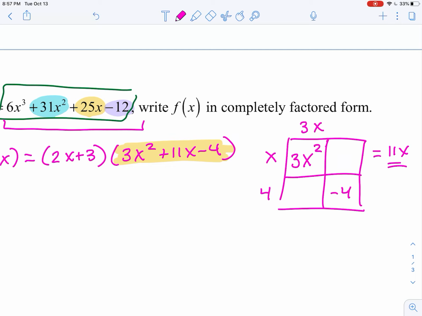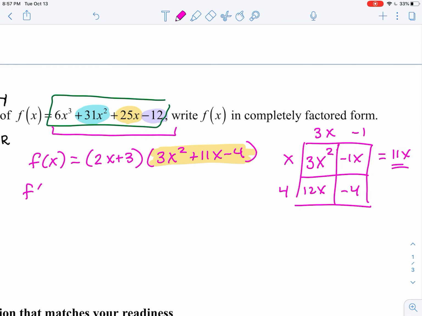If I put 4 here, I would get 12x. That's good. I would like that, right? But this has to be a negative 1, because 4 times negative 1 is negative 4, and that would give me negative 1x, which does give me that 11x middle term. So I can go back to this function here that I have, f of x equals, and now I have my factor 2x plus 3, and I took this quadratic and I factored it further into 3x minus 1 and x plus 4.